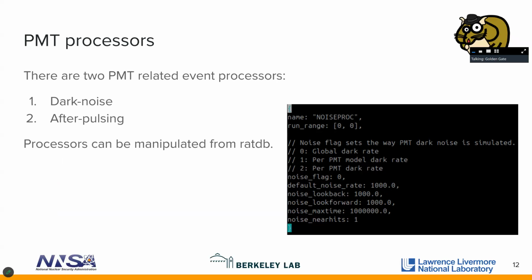And that means if they're in a ratdb table, you can also edit them directly from your macro with the appropriate command. So here you have things like a flag that specifies to rat how you'd like to simulate the dark noise, some noise rates, some information about the windows and things like that, which you can read more about in the documentation for this specific processor.